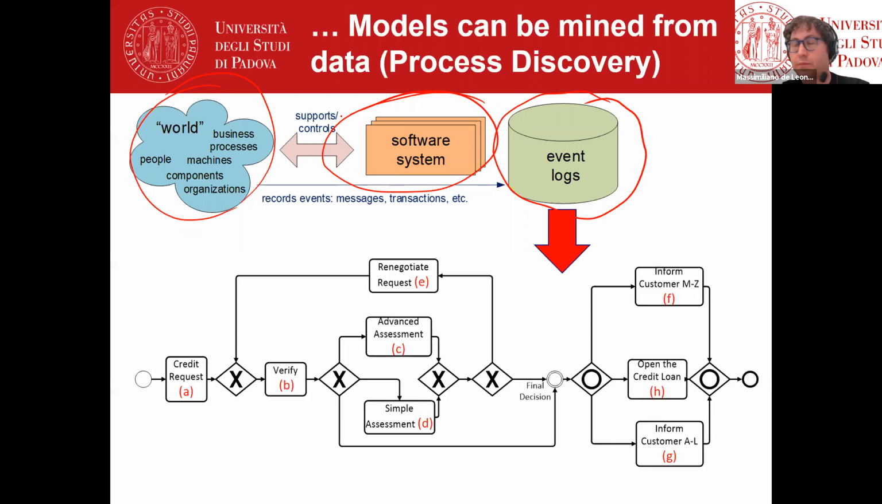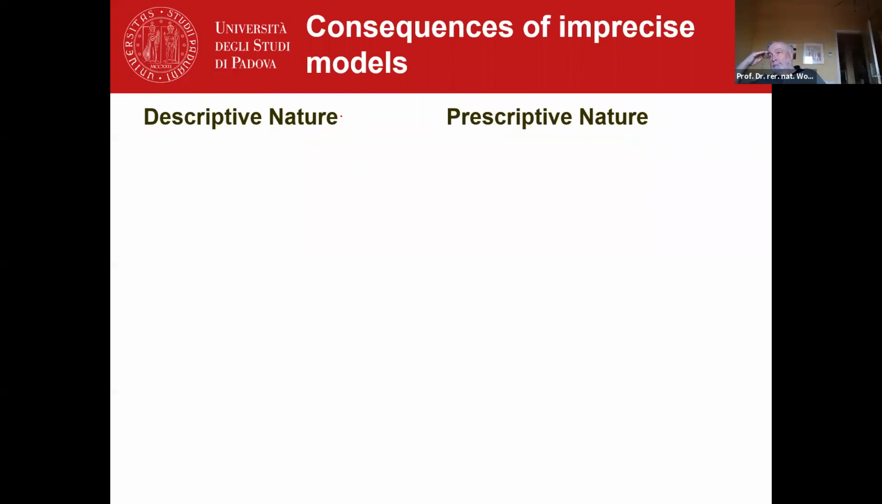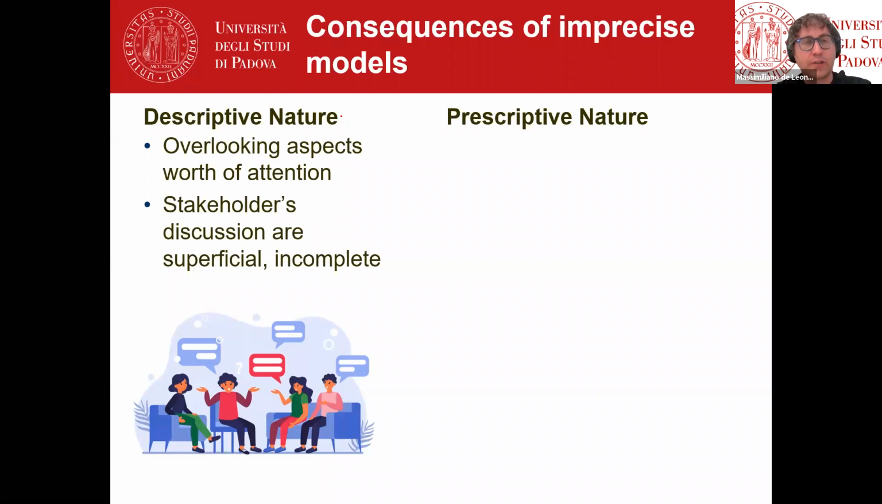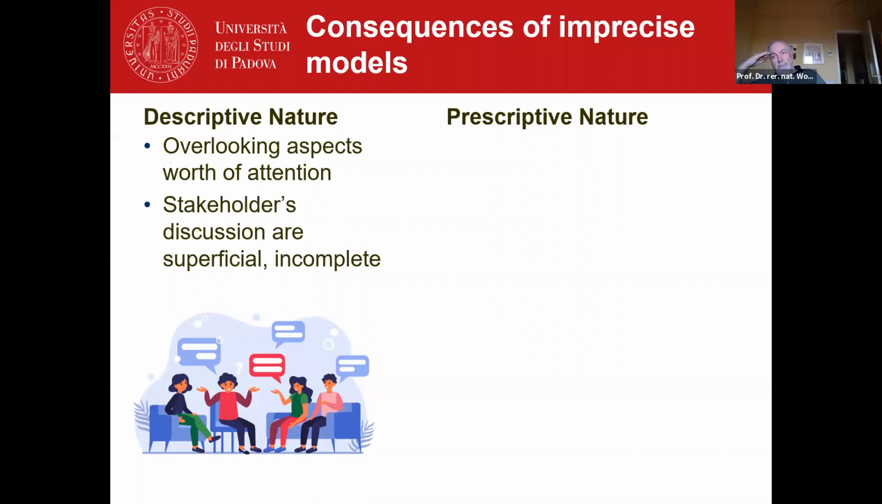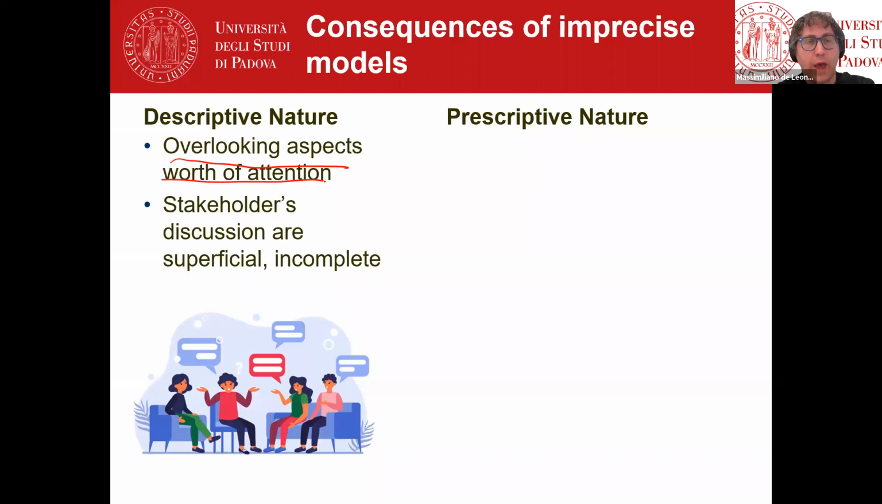However, models are not necessarily precise, and can be overfitting or underfitting the specification. If a model used for description is imprecise, it means that we'll overlook some aspects that are worth our attention. So many aspects will be removed, and any discussion you want to have with the stakeholders about how the process is supposed to be executed is going to end up superficial and incomplete. Like in this picture, it's like you sit around the table, you just chat and people don't understand what you are talking about. The consequences are even more severe if the model is used in a prescriptive nature, to enable a system, specifying how the system is supposed to be executed.